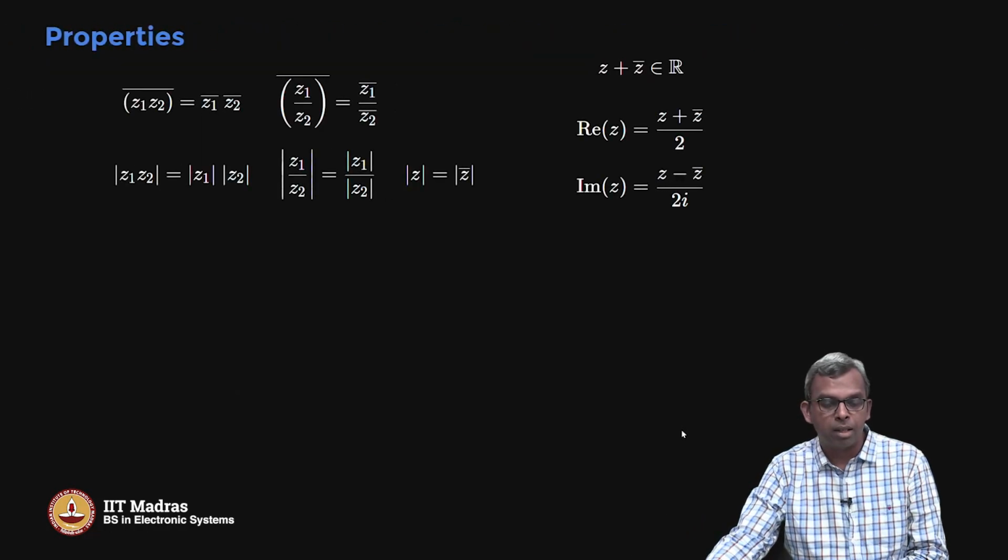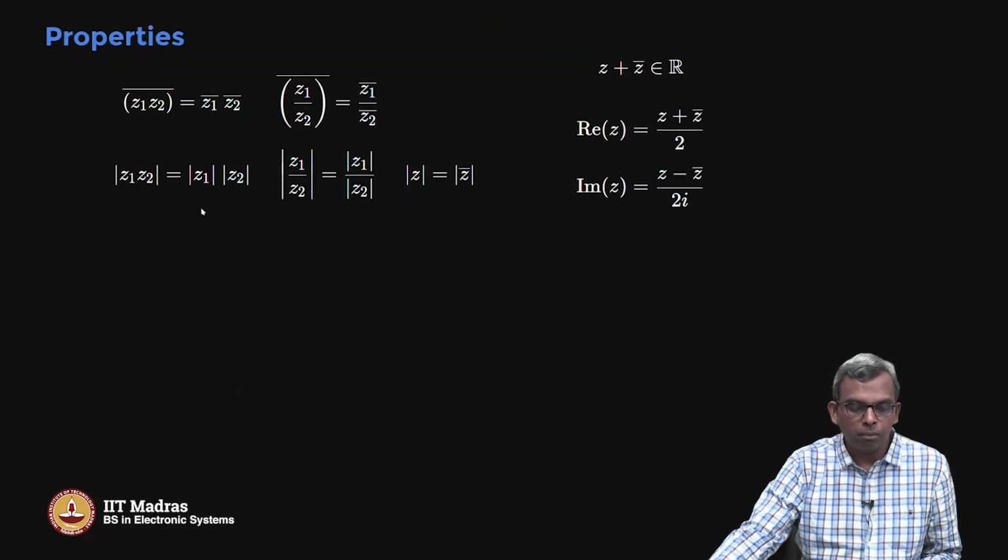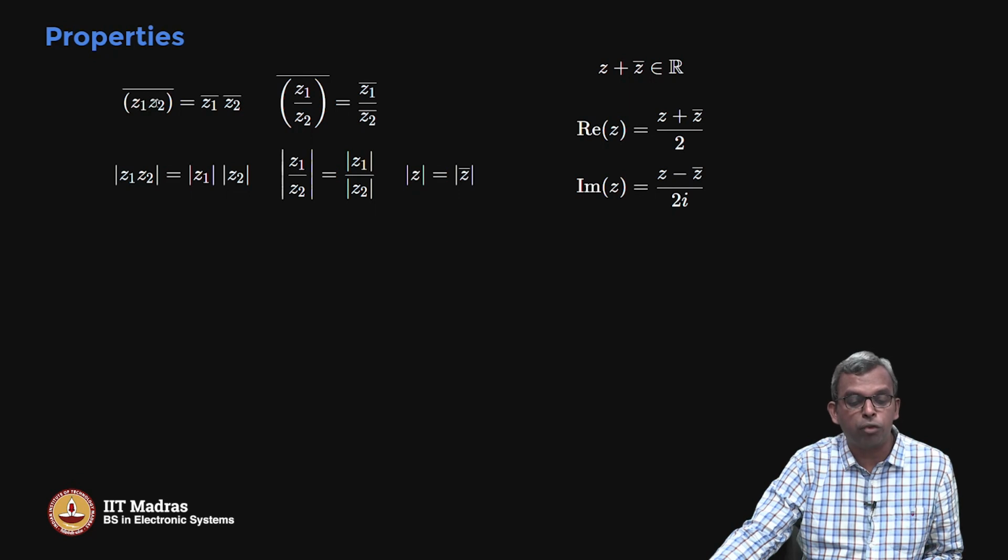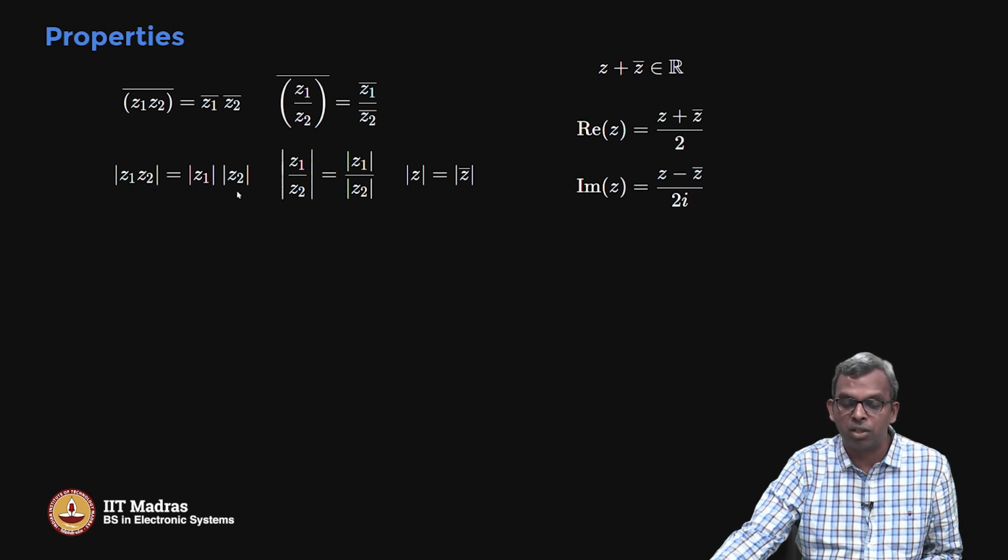So, some quick properties. These are all important. If you have the product of two complex numbers and take the whole conjugate, that's the same as z1 conjugate times z2 conjugate, z1 bar times z2 bar. The same holds for the quotient: z1 by z2, the whole conjugate, is z1 conjugate divided by z2 conjugate. The same is also true for absolute value. The absolute value of z1 z2 is the absolute value of z1 times the absolute value of z2.